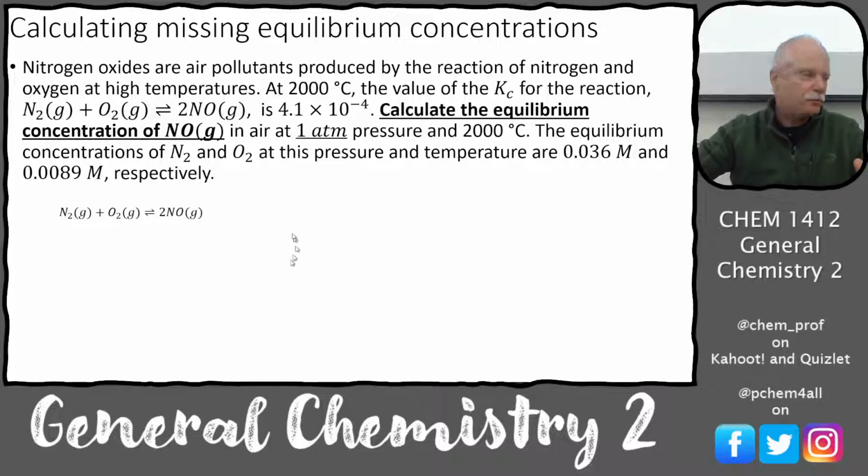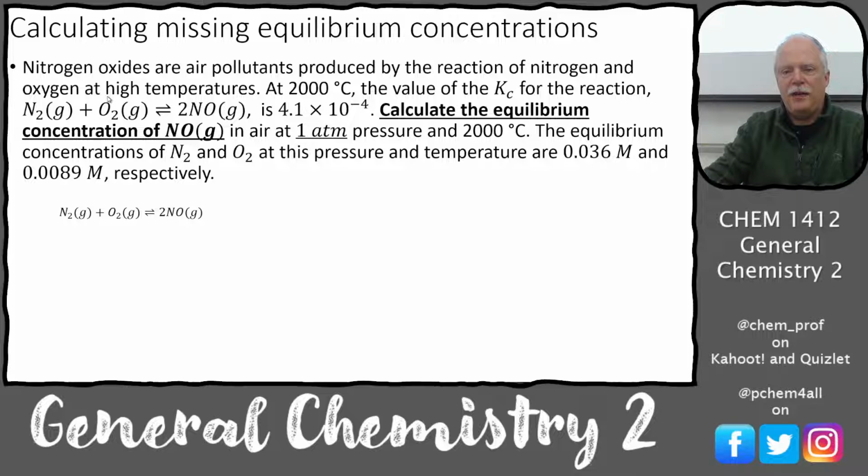Let's try a different one. So now let's calculate the missing equilibrium concentration. New problem: nitrogen oxides are air pollutants produced by the reaction of nitrogen and oxygen at high temperatures. This happens inside your automobile cylinders. At 2000 degrees Celsius, the value of K for this reaction is here.